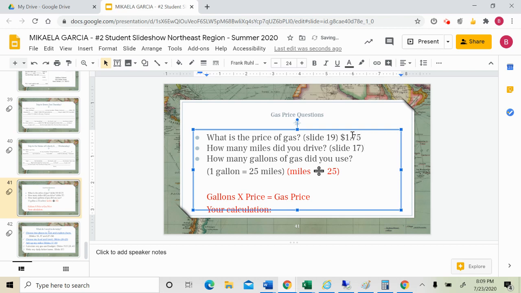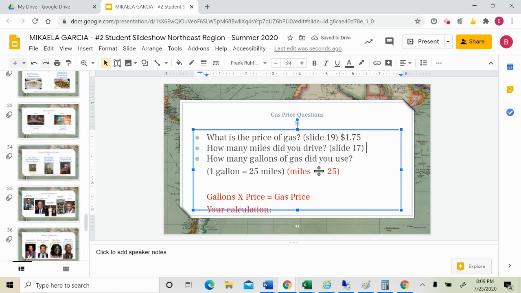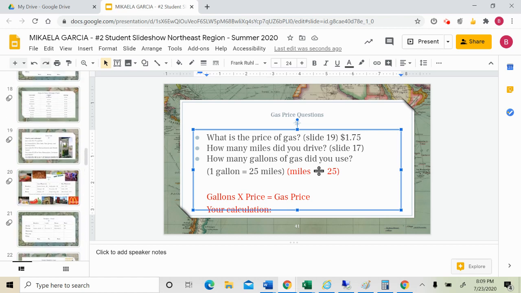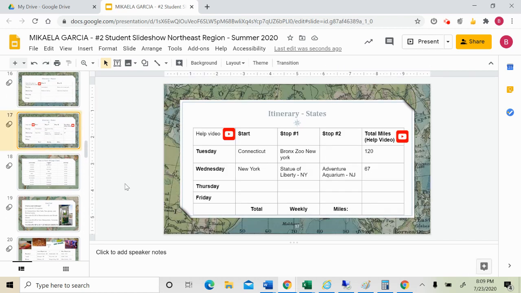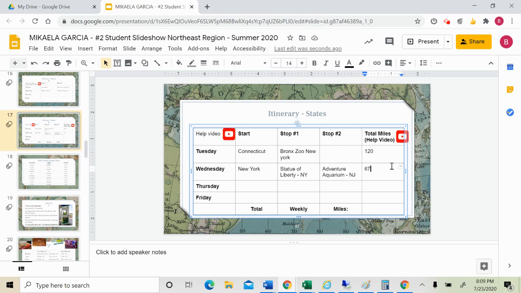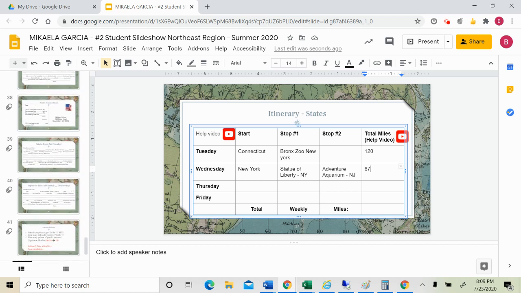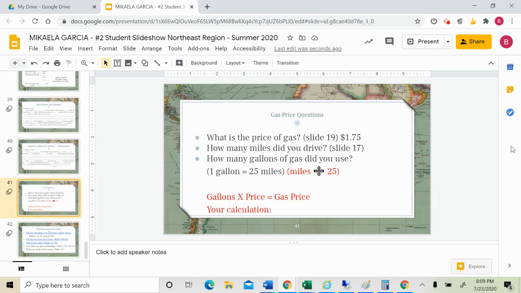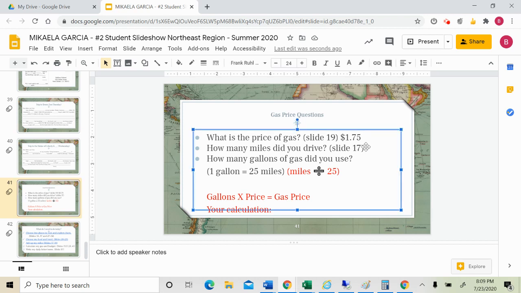My answer to the second question, how many miles did you drive? That can be found on slide 17. So I'm going to go to slide 17, and you're going to fill it out with whatever the total mileage is for your day. So in my example that I've been using for this, the total miles we've driven are 67, but your miles can be whatever is the correct answer for your stops for the day. So since 67 is the number of miles that we have driven today, I'm going to go back to slide 41 and write down 67.